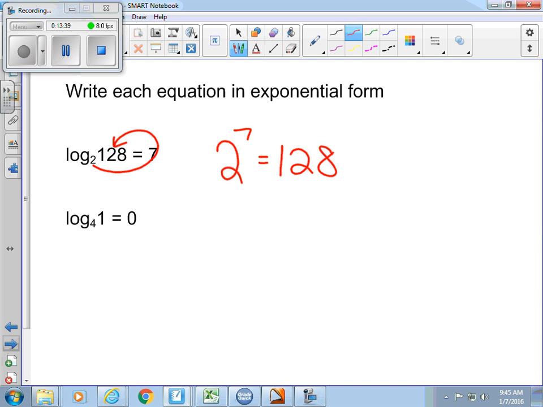I want to know what is the exponential equivalent to log base 4 of 1 equals 0. What do we get? 4 to the 0 equals 1. Let's try it. Little circle thing, 4 to the 0 power equals 1. Is 4 to the 0 power 1? Yes. Would you agree log base anything of 1 is going to equal 0? Because anything to the 0 power is 1?